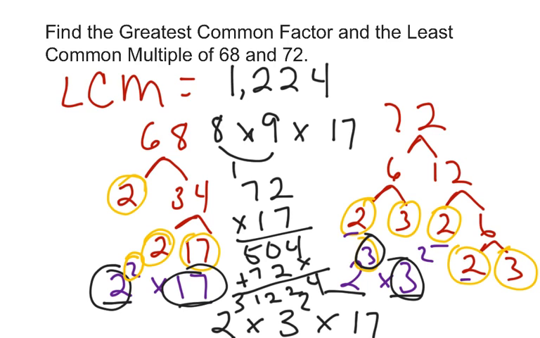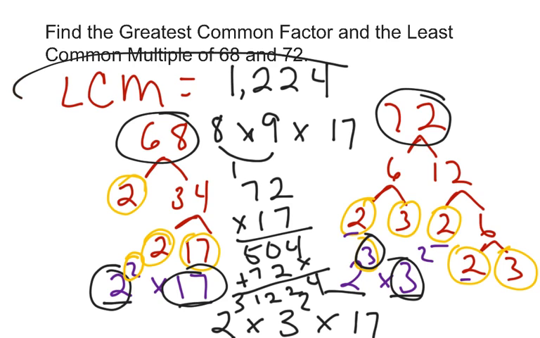So you can see how a factor tree, when you have numbers like this, can really help you, especially when finding the least common multiple, because if you had to list out all the multiples until you got to 1,224, it might drive you crazy. So I hope this helps you in finding a shortcut, especially when dealing with massive numbers.